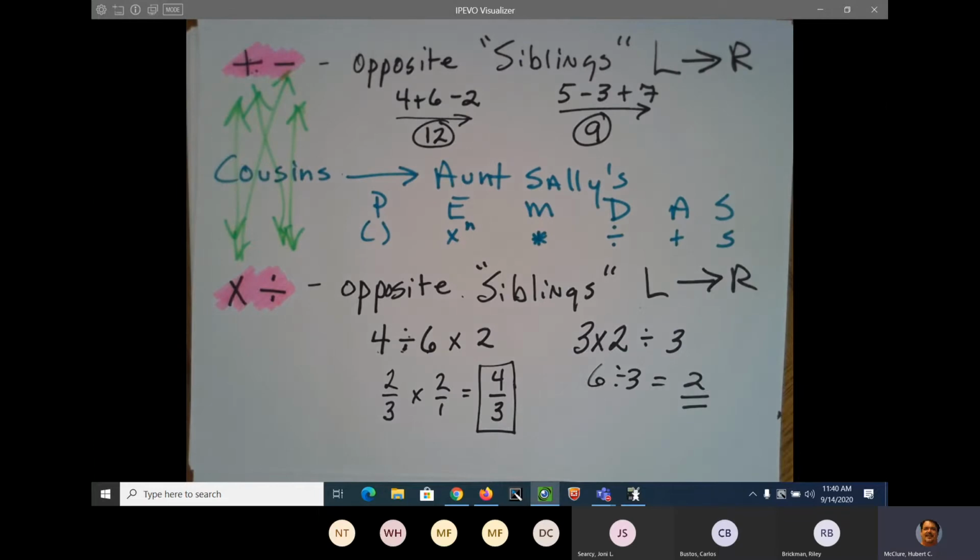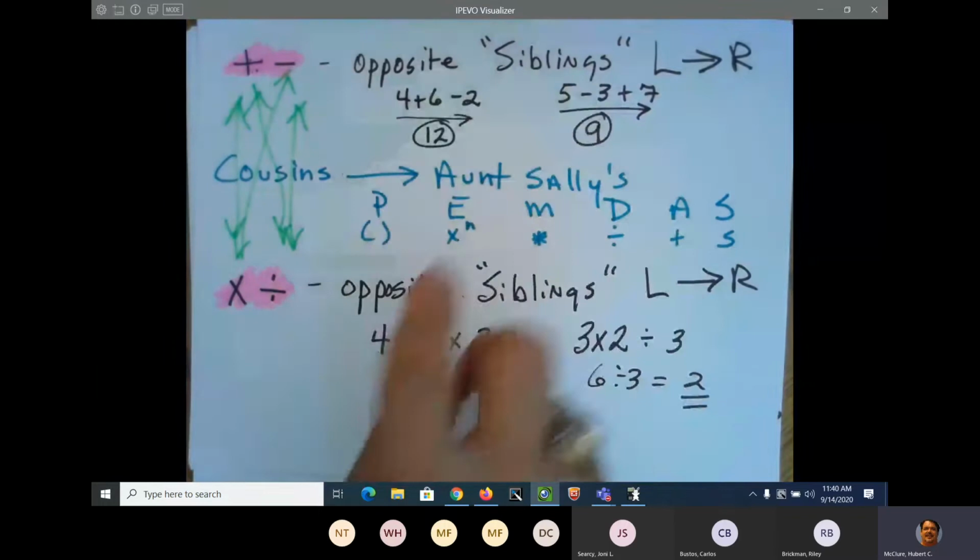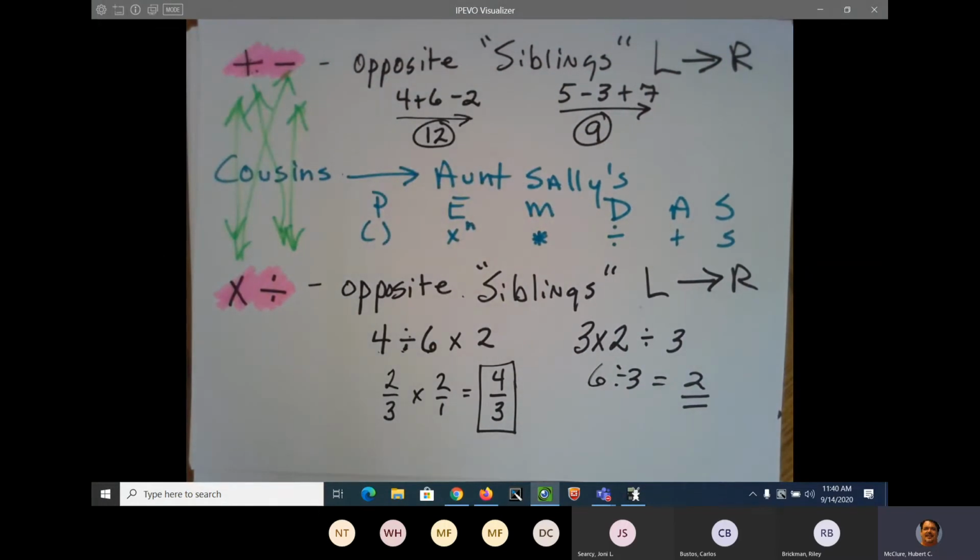Now, a lot of you say, well, I just use please excuse my dear Aunt Sally. Well, if you use please excuse my dear Aunt Sally 100% of the time, then 1 out of every 10 problems you're going to miss. Because 10% to 20% of your mathematical problems are brother and sister, or siblings, and you just go left to right. And I guarantee you there's somebody in this room that didn't know that, and they thought you used please excuse my dear Aunt Sally 100% of the time. I guarantee you one of y'all thought that or was taught that, and that's wrong.